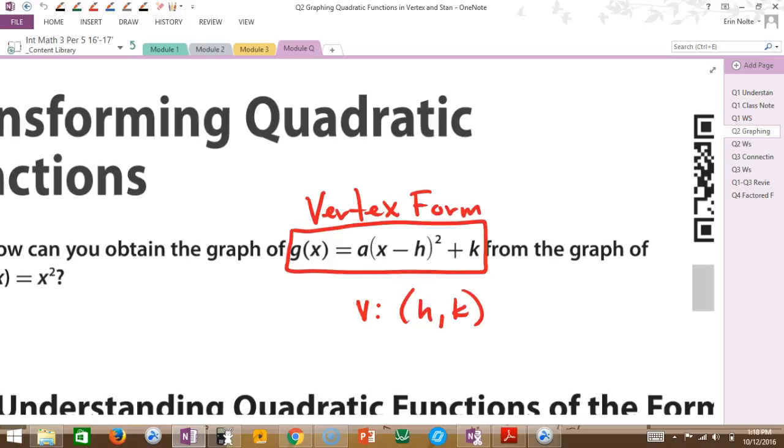Alright, so why on earth do you think they might call it vertex form? Because you can literally pull the vertex straight out of it. So the vertex is simply h and k. Now notice, the function says x minus h, which gives us a positive h value. Take note of that, because that is important.